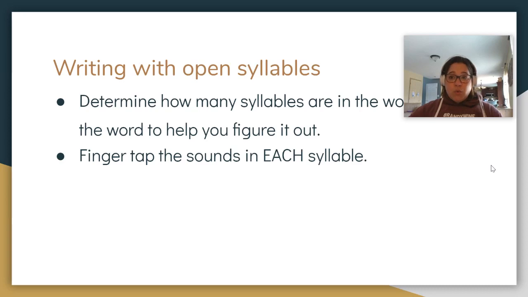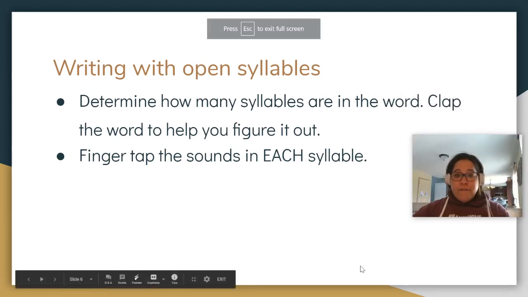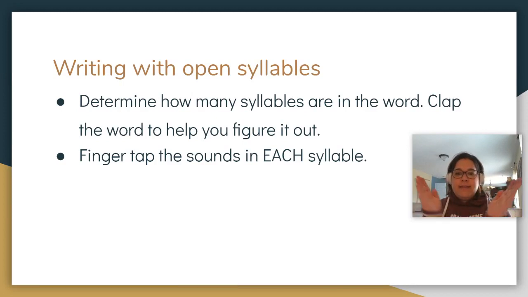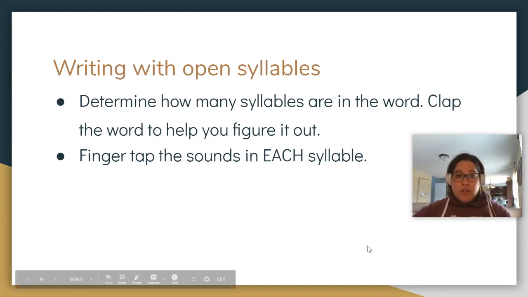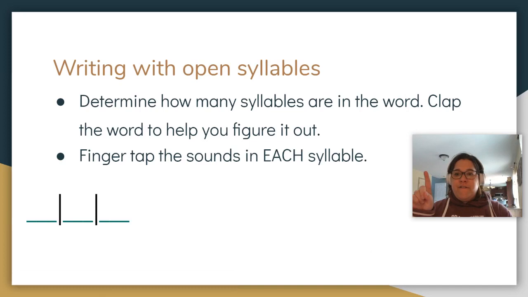We want to write words with open syllables. When we write words with open syllables, the first thing we do is clap to find out how many syllables there are, and then we finger tap the sounds in each syllable. Okay, first word, vacancy. We have three syllables. Finger tap the sounds in the first syllable. V, A.